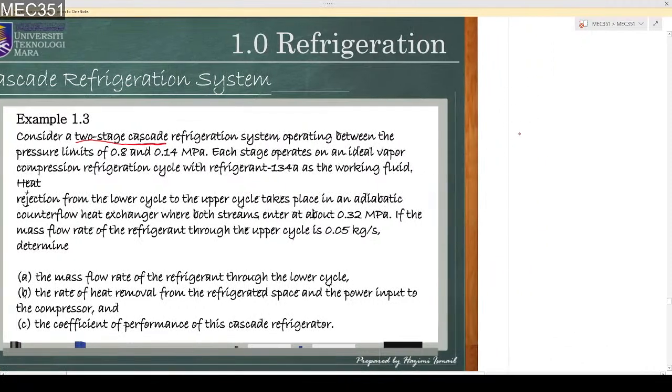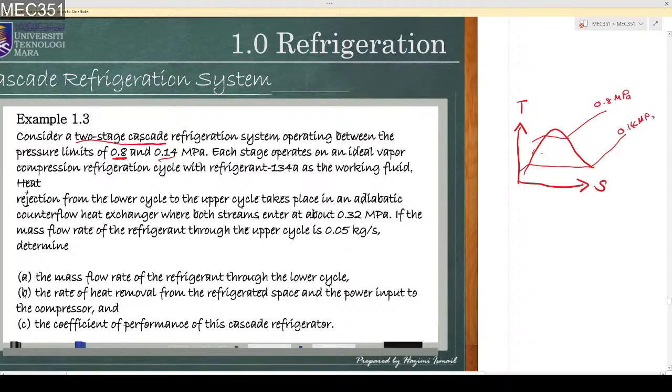The first thing you have to do is sketch or draw the TS diagram like this. So we have the saturation dome like this. Now we have 3 lines of pressure. Because the limit means that the highest one is 0.8 MPa and the lowest one is 0.14 MPa.